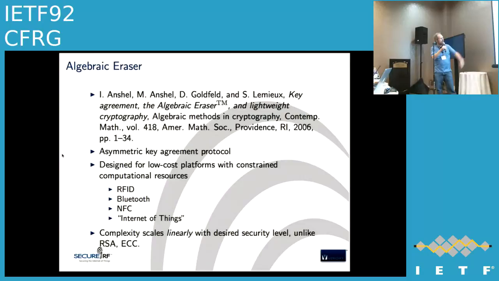The reference for this is a paper by Anshel, Goldfeld and Lemieux from 2006, and this is an asymmetric key agreement protocol. The emphasis of this protocol is for low-cost platforms with very limited resources, so not PCs, not smartphones, but tags, essentially. So RFID and Bluetooth and tags using NFC. In other words, small tags you may want to use in the Internet of Things. The important thing is that the complexity of the key exchange operation scales linearly with the security level, unlike RSA and ECC.